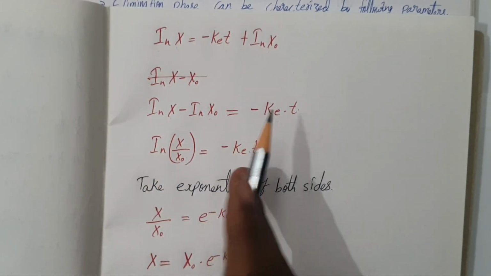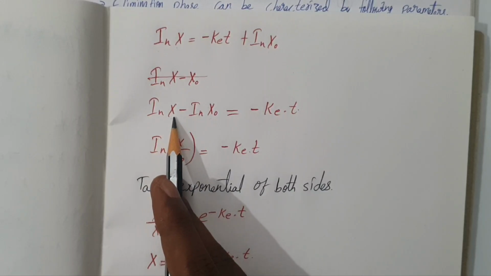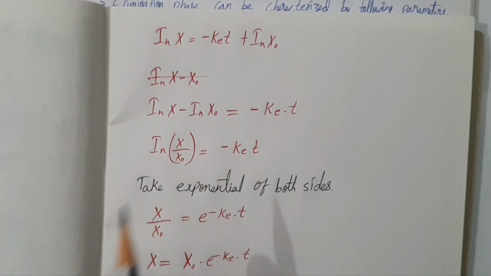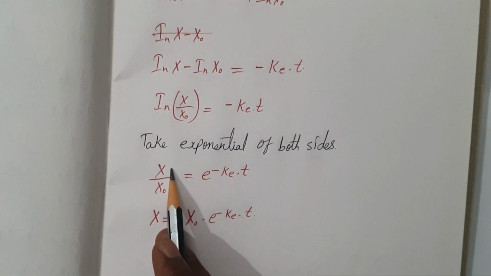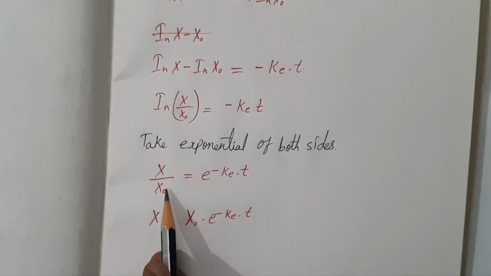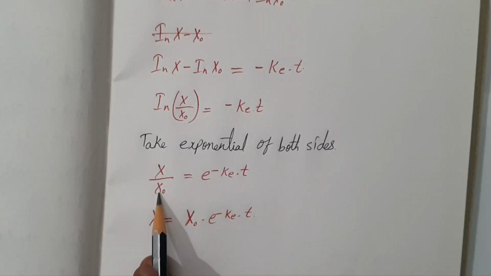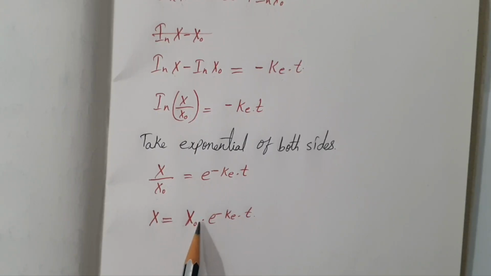Then minus kEt will be the same. Now integration of dx minus integration of dx naught becomes division. Integration of x by x naught equals minus kEt. Then we are taking the exponential form, so x by x naught equals e power minus kEt. The final equation will be x equals x naught e power minus kEt, which is the final mono exponential decay equation used in one compartment pharmacokinetics.